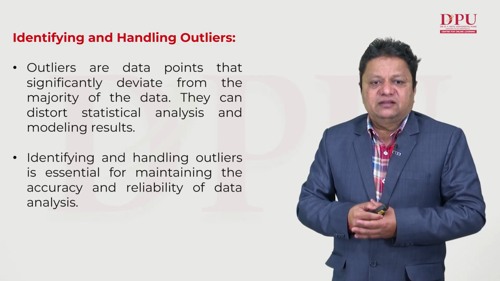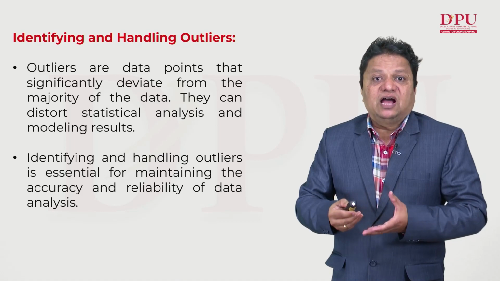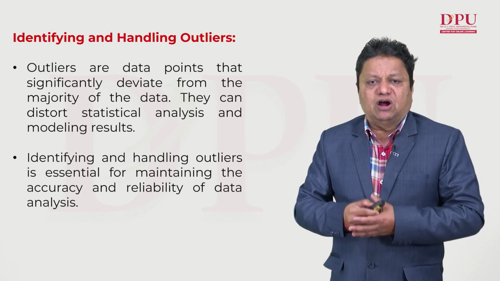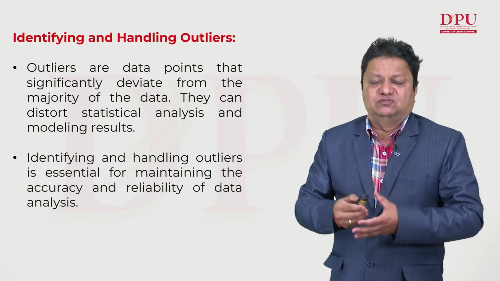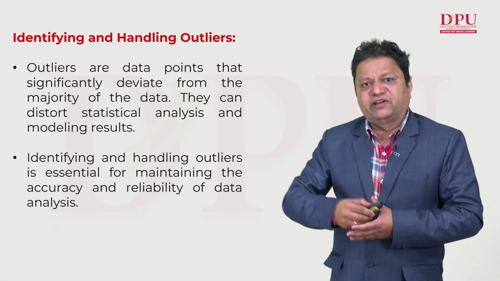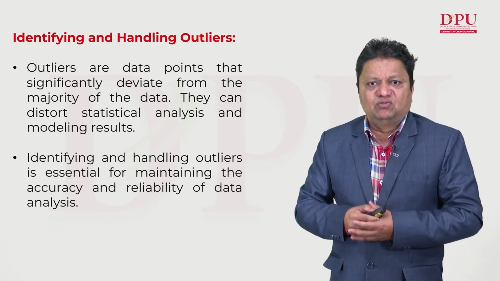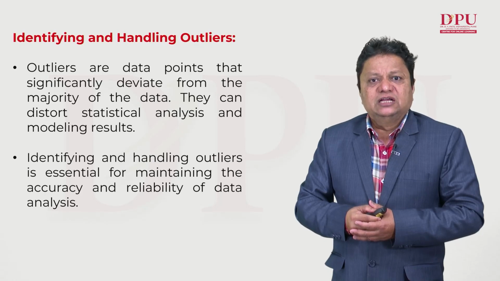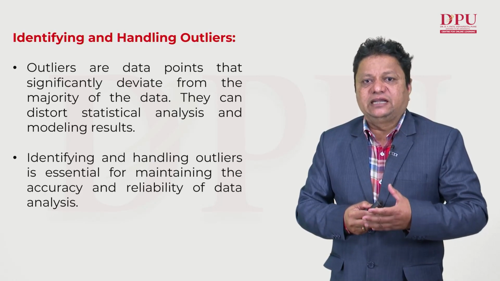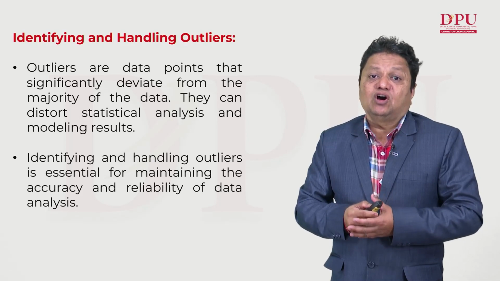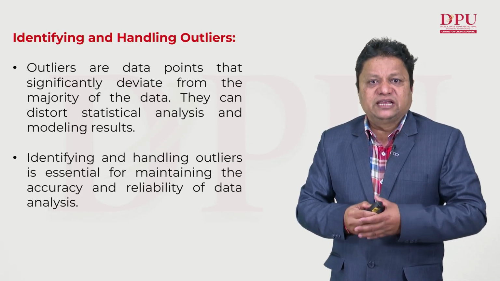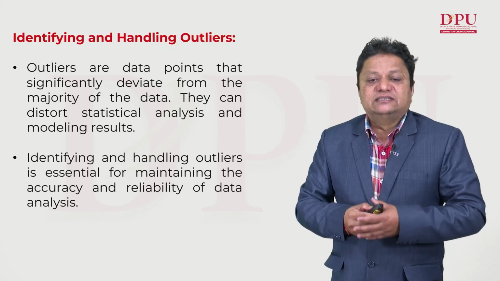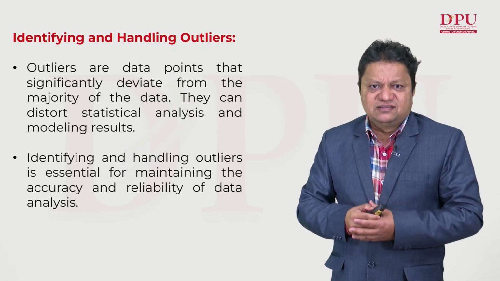Now, how to identify and handle the outliers? Outliers are the data points that significantly deviate from the majority of the data. So, the outliers are the exception values, the extreme values, the values which are out of range of my data set, they are called outliers. They are out of range of my basic data set, and they can distort the statistical analysis, means what? They can lead to biased decision making. So, they can distort the statistical analysis and modeling results.